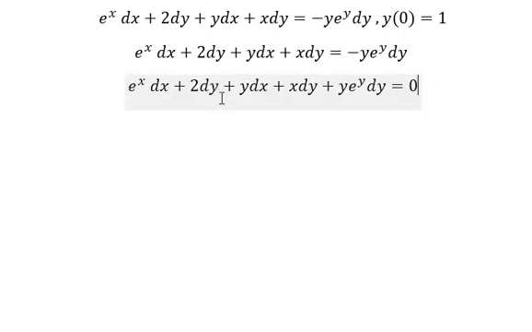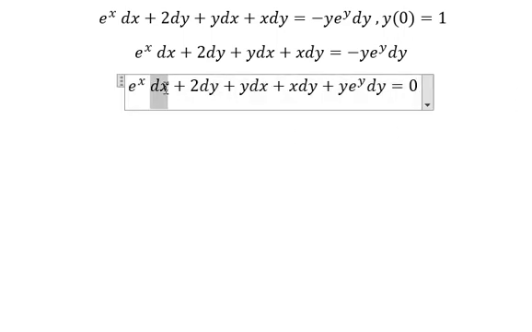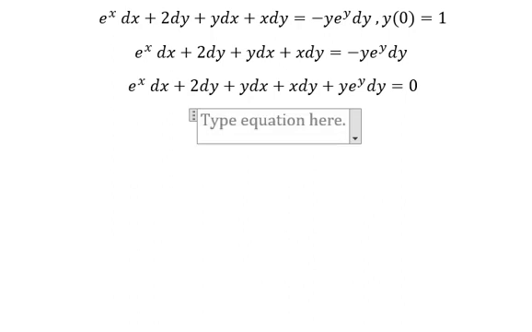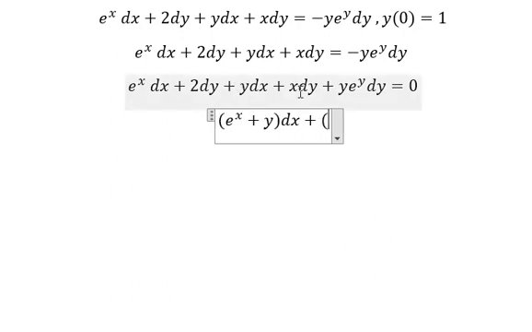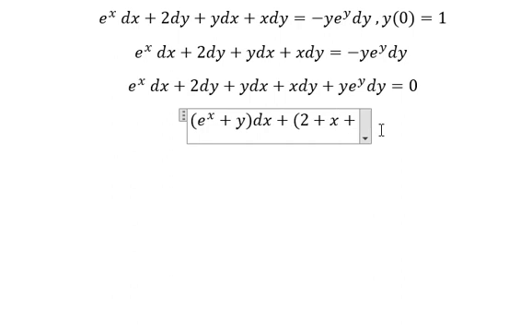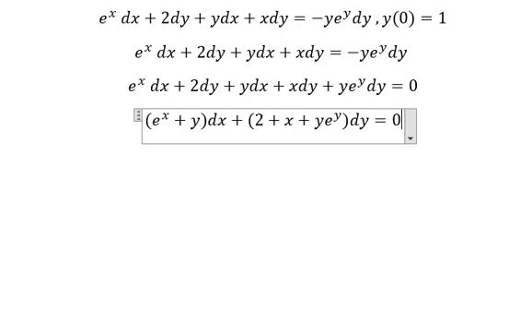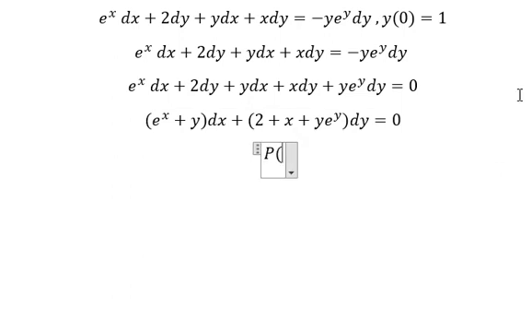Next, we need to do about factorization. So you got about dx, we combine two units together. dy, we combine three units together. And you will got about e to the power of s plus y dx. This one you got about 2 plus s plus y e to the power of y dy equals to number 0.